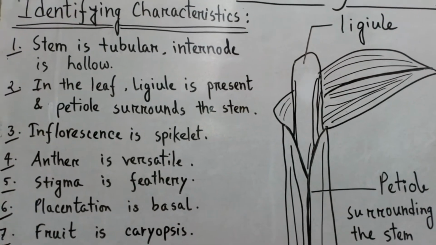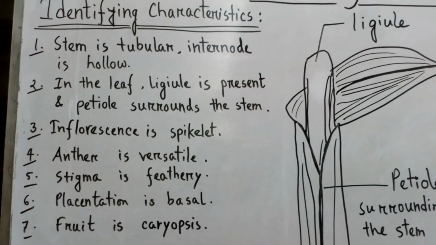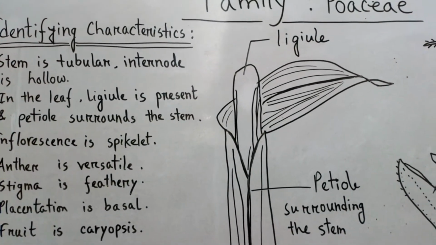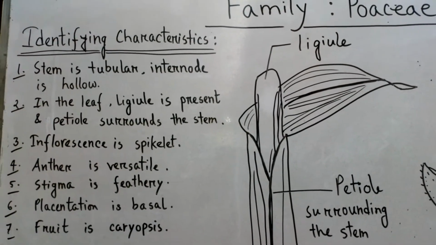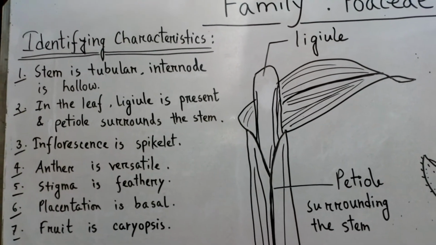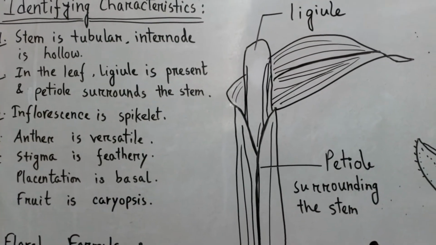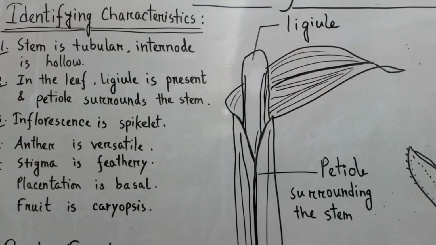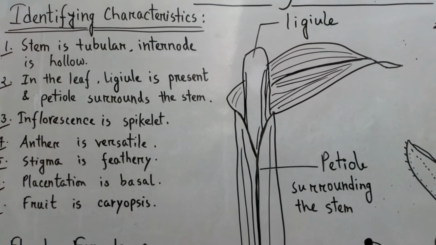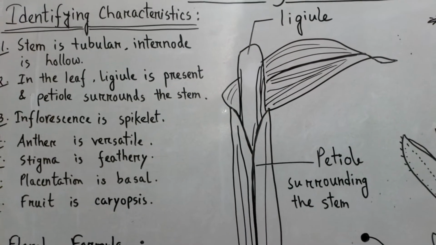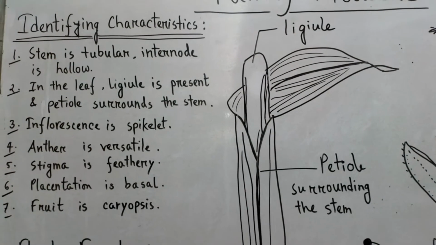Look at the second characteristic. In the leaf, ligule is present. If you look at the diagram, you can see that part of the stem, that is the ligule, and here you can see that the leaf is surrounding the stem. Actually, it is the leaf base or petiole. When the leaf base is a stalk-like structure, that is known as petiole. So the petiole surrounds the stem, and in the leaf, ligule is present.